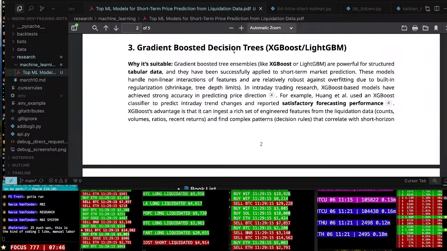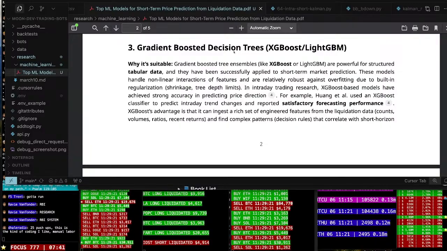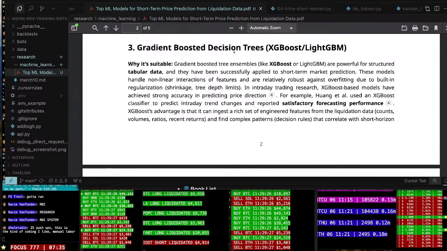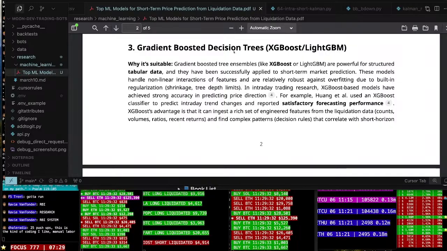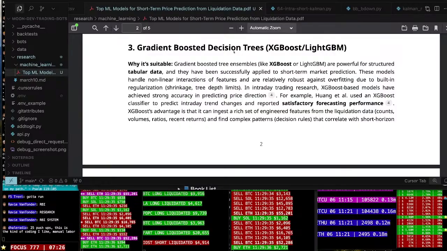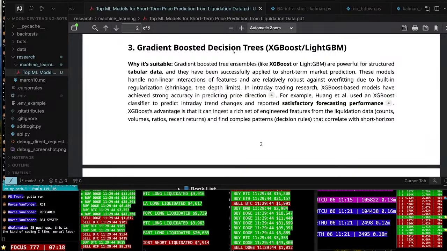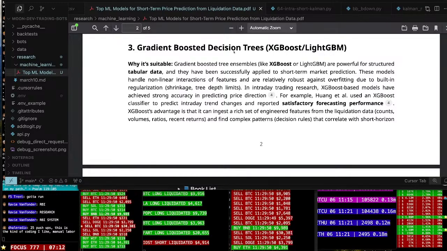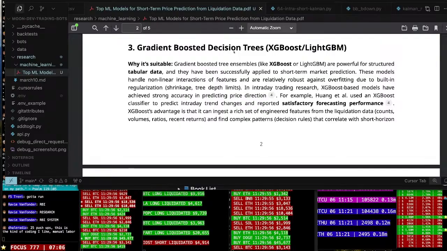Gradient boost decision trees. So XGBoost. Why it's suitable. Gradient boosting tree ensembles like XGBoost and LightGBM are powerful for structured tabular data, and they have been successfully applied to short-term market prediction. These models handle nonlinear interactions of features and are relatively robust against overfitting due to built-in regularization, shrinkage, tree depth limits. In intraday trading research, XGBoost-based models have achieved strong accuracy in predicting price direction.